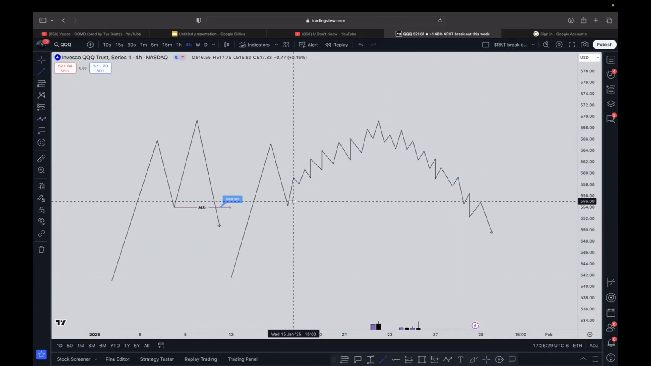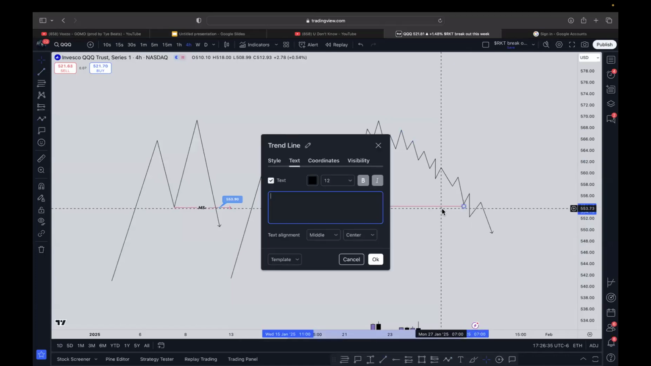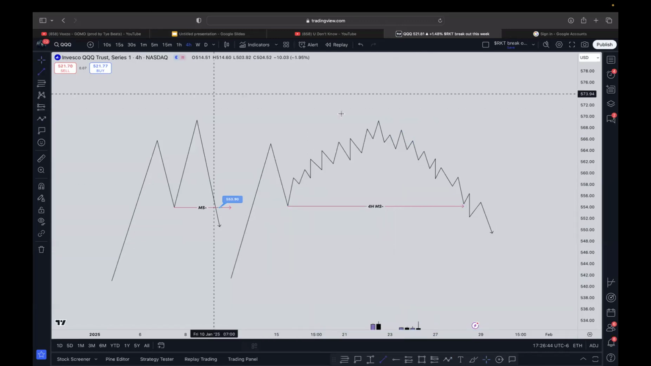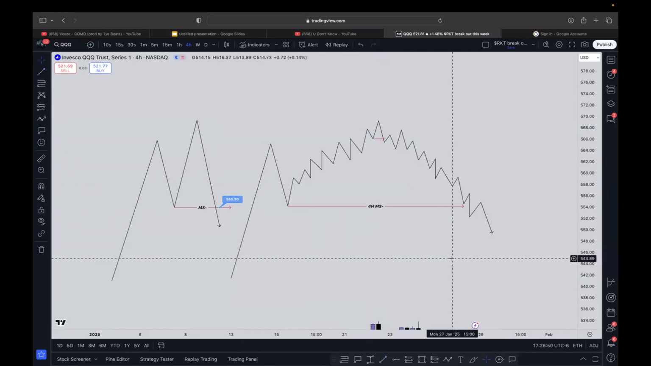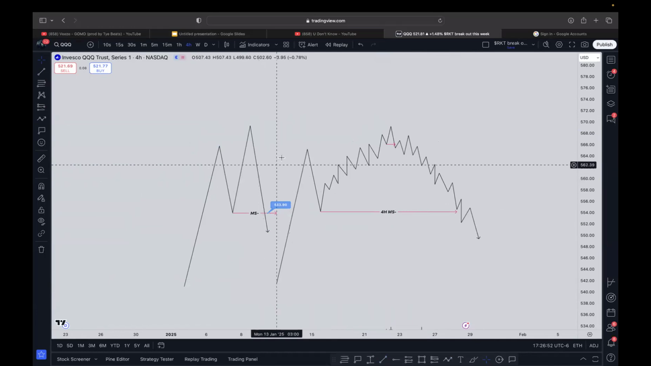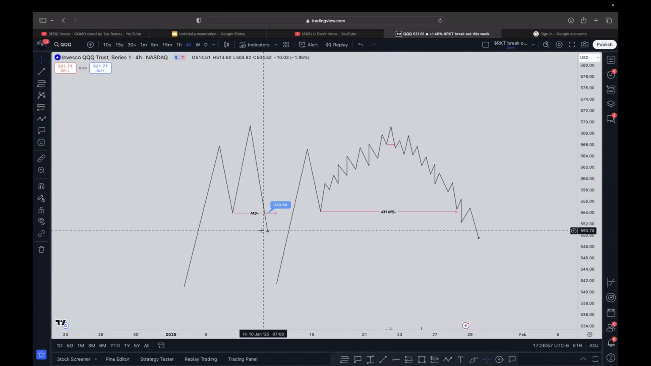And by the time we have a market structure shift on a 4-hour, it's right here. So I'll just put 4-hour market structure shift. Whereas we can see like on a 5-minute, boom, we would have had a shift all the way up here. So it has to happen first on the lower time frames, and then it goes up to the higher time frames.